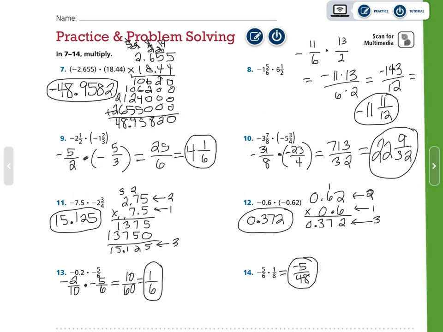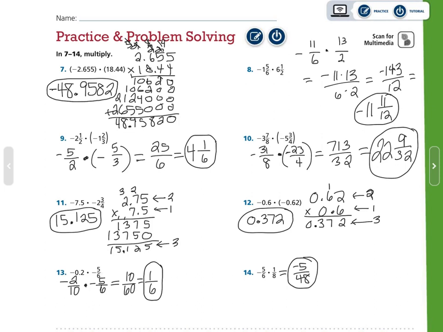Okay, so here you have answers for 7 through 14. Notice on number 11, where you have a decimal and a mixed number being multiplied together, I chose on this one to change the negative 2 3/4 to negative 2 75/100. That's an easy switch to make to a decimal, and it doesn't make the multiplication that much more difficult.